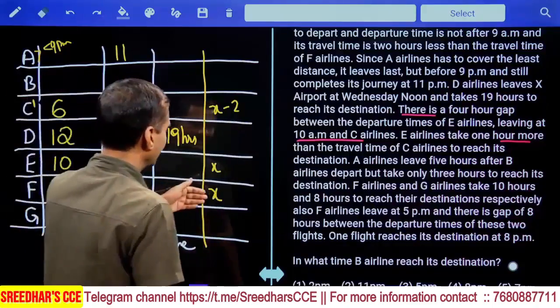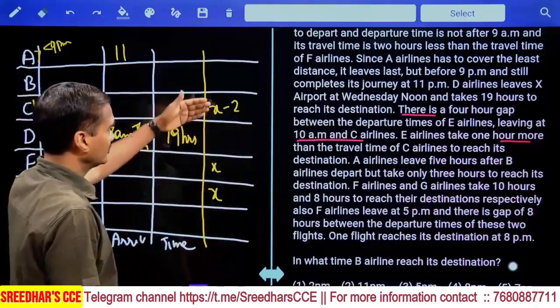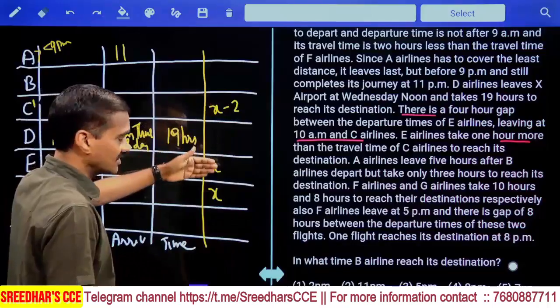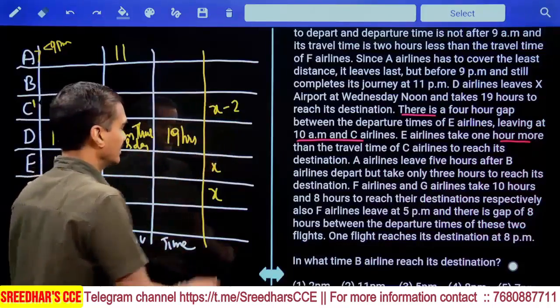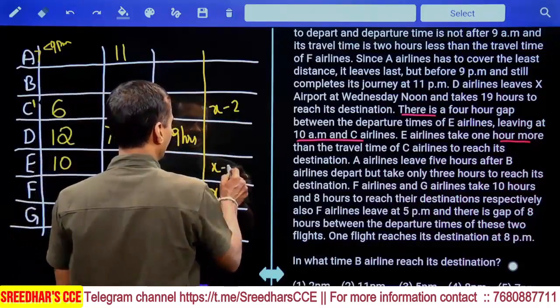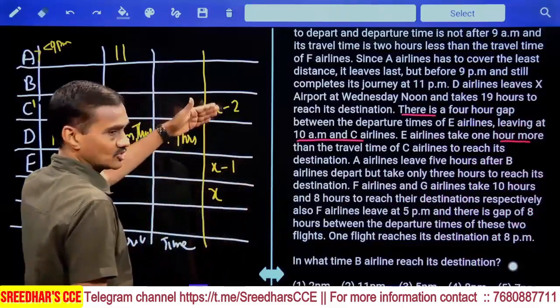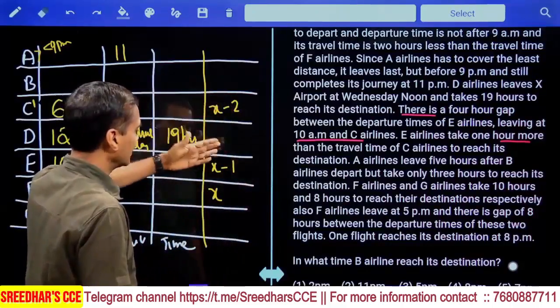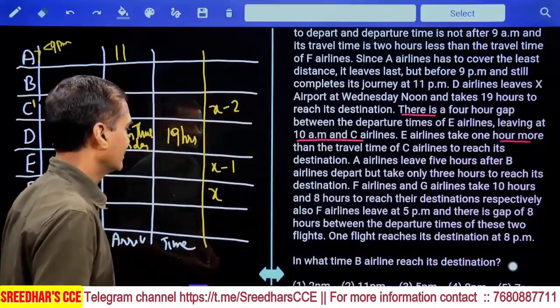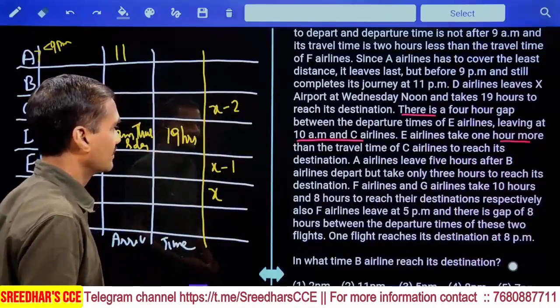Now if it is taking 10 hours, for example, then this one is 8 hours. If this takes 8 hours, then this has to take 9 hours, isn't it? Hence this is X and this must be X minus 1. X minus 2 plus 1, more hour. Plus 1 means X minus 1 is the answer. Clear now? This is the relation among these three.